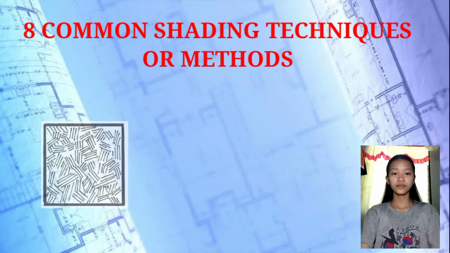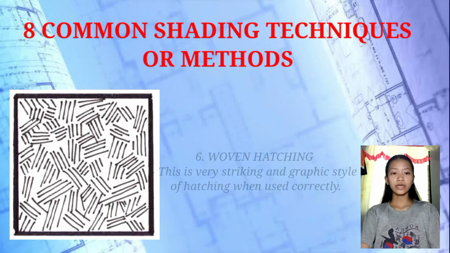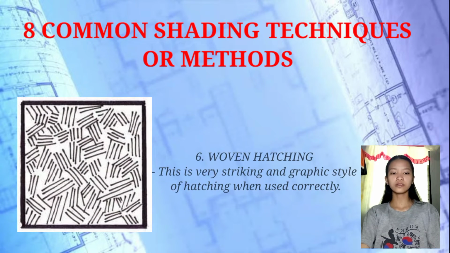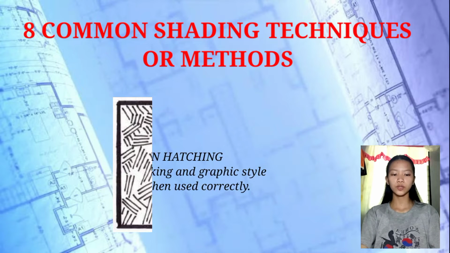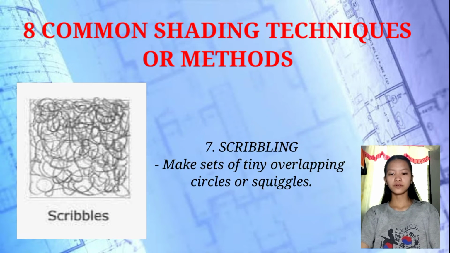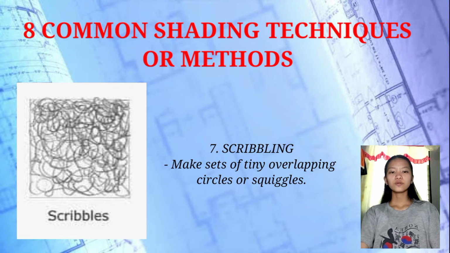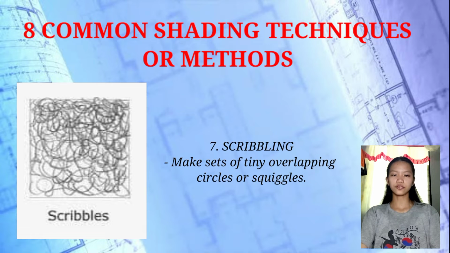Number 6 is woven hatching. It leads to a very interesting outcome when done correctly. This technique involves creating sets of short or shorter parallel lines in one direction and then placing another group of parallel lines next to it in a perpendicular or near perpendicular direction. Number 7 is scribbling, an excellent technique to use when drawing a specific subject like trees or hair because it not only creates values but also transmits a sense of texture.